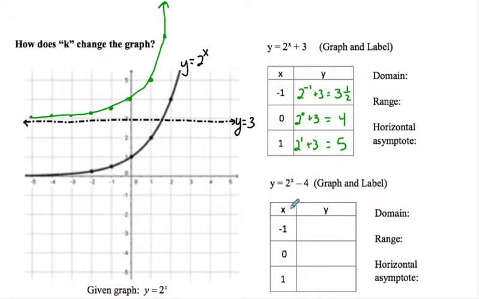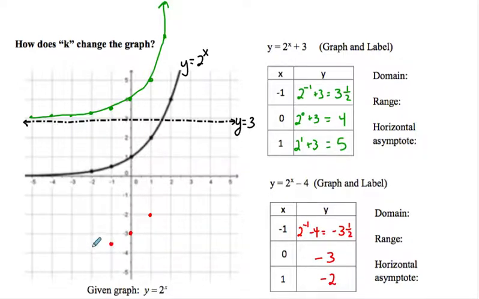If I take a look at another example, I'll do this one in a different color, 2 to the x minus 4. If I plug in some values, 2 to the negative first minus 4 is 1/2 minus 4, so that's negative 3.5. 1 minus 4 is negative 3, and 2 minus 4 is negative 2. Let me plot some of those points. At 1, I'm at negative 2. At 0, I'm at negative 3. At negative 1, I'm at negative 3.5.